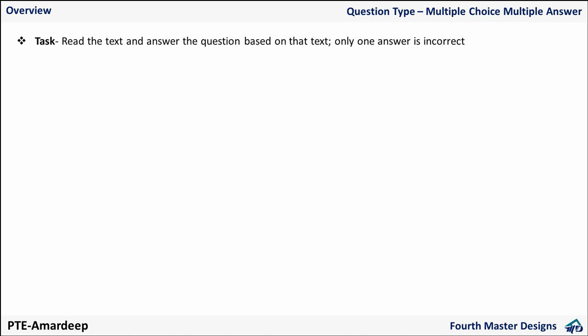So what is the task? You have a paragraph or passage. Based on that passage, there is one question, and you have to answer that question. That's all. It contributes to your reading module, and the weightage of this question is low. So that's a good thing. Even if you answer incorrectly, you won't be losing 10, 8, 7 marks, hardly 2 or 3 marks only.